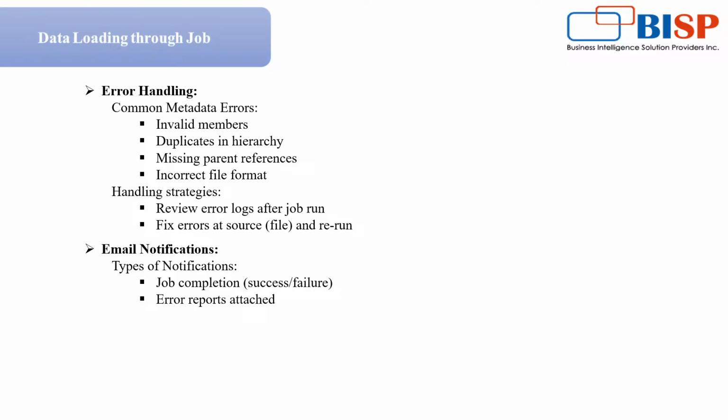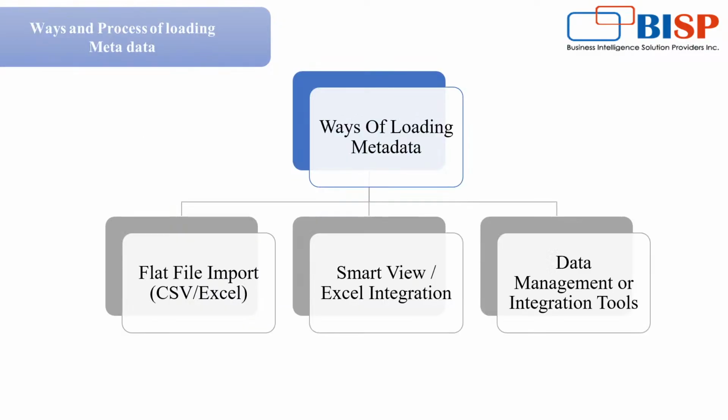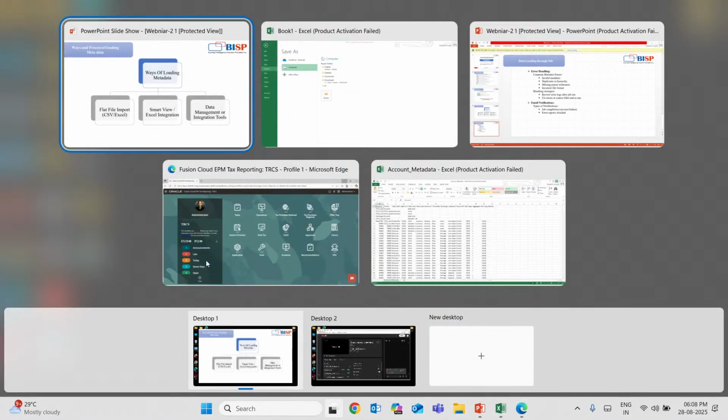So this was all the theoretical knowledge that we have under data loading through jobs. Now we are going to practice on a practical basis. We are going to start with the flat file import, that is a CSV or Excel file, because this is the base of metadata loading through jobs. Let's start.